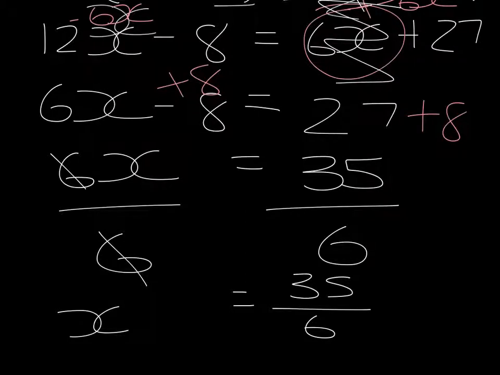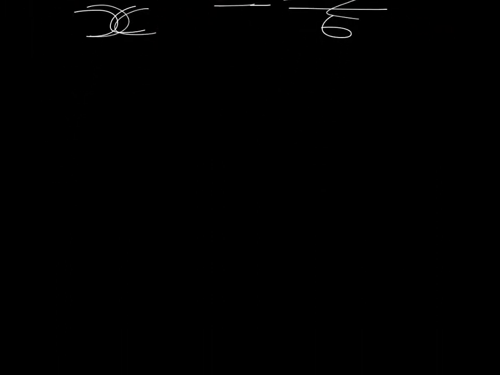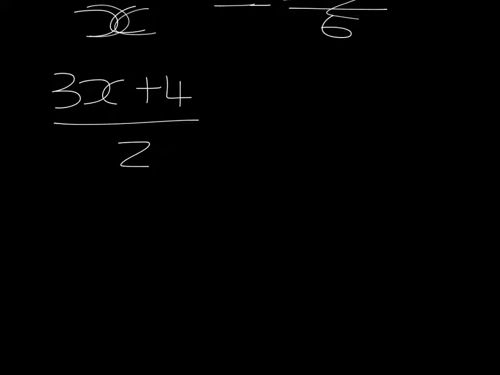Part B is when you get something that looks like this. Let me find my example. Okay, something that looks like this: we've got (3x + 4) divided by 2 equals (2x - 1) divided by 5.